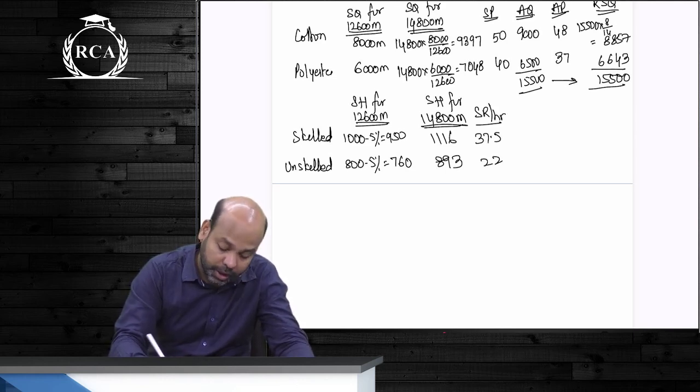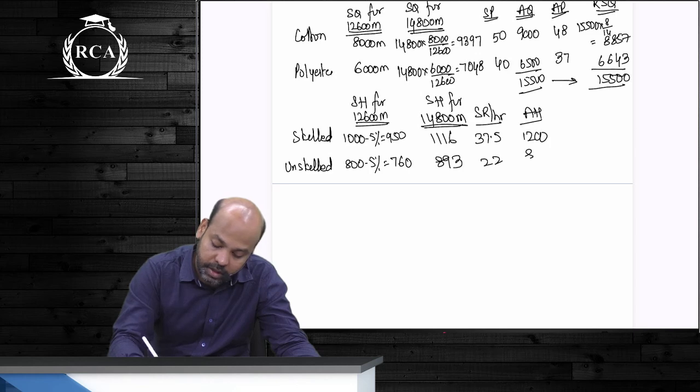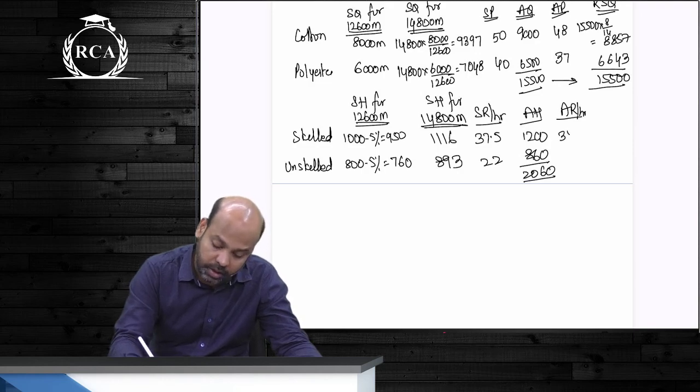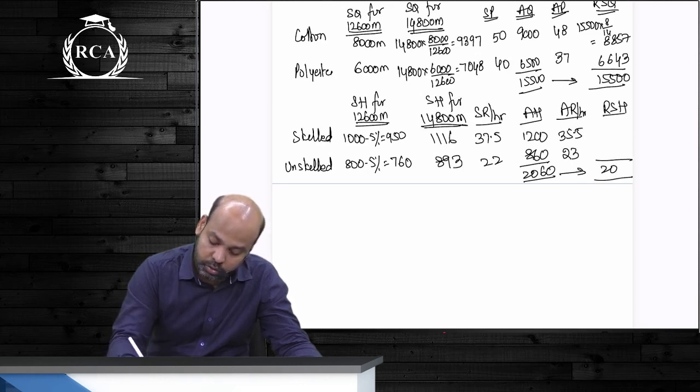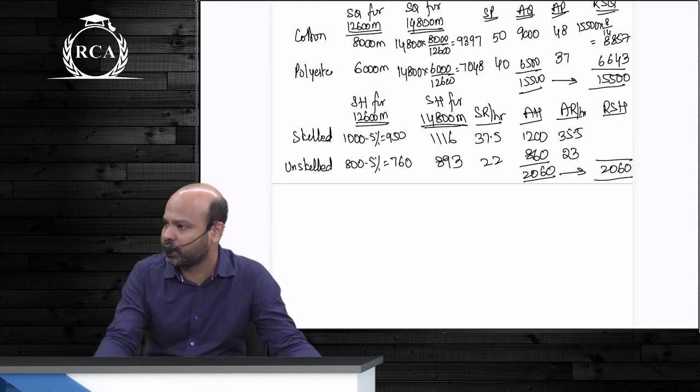37.5 and 22. What are your actual hours? 1,200 and 860. Put together 2,060. What is your actual rate per hour? 35.5 and 23. How will you get revised standard hours? 2,060 in the standard mix. The standard mix, beta, is 10:8.